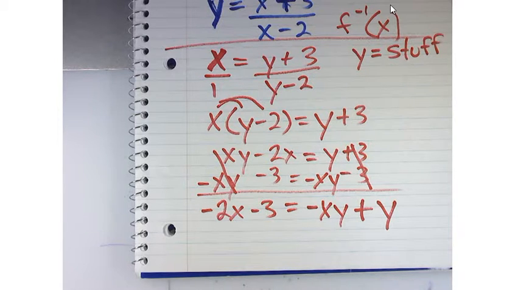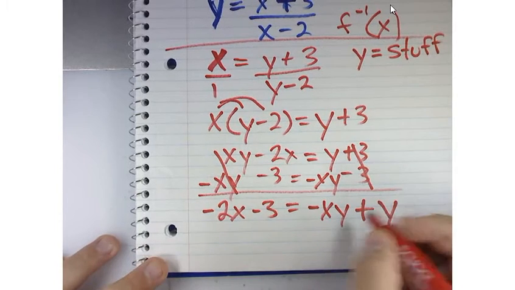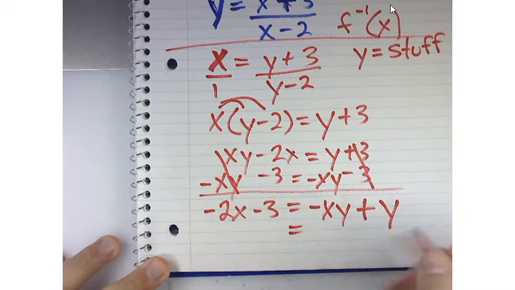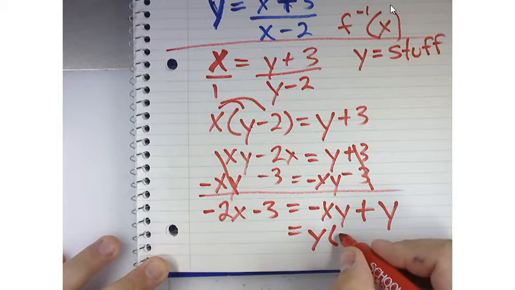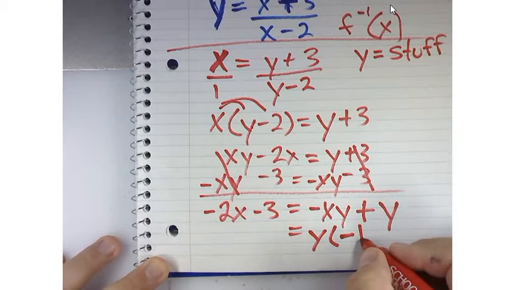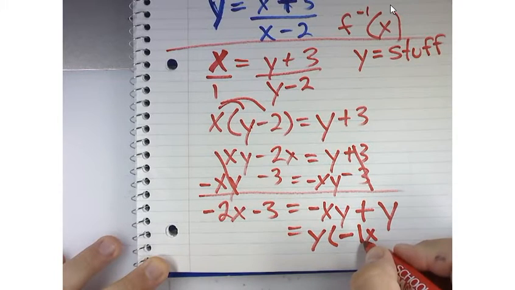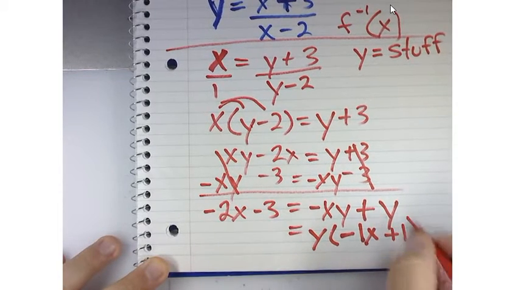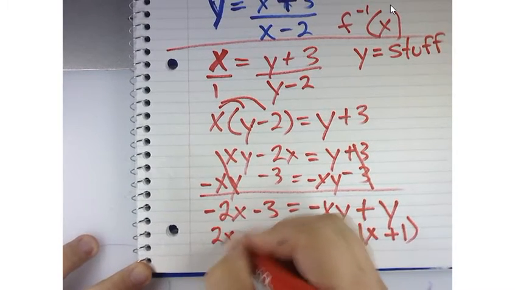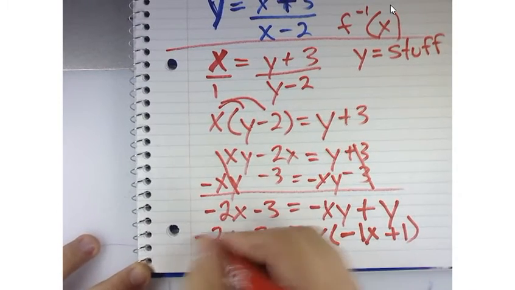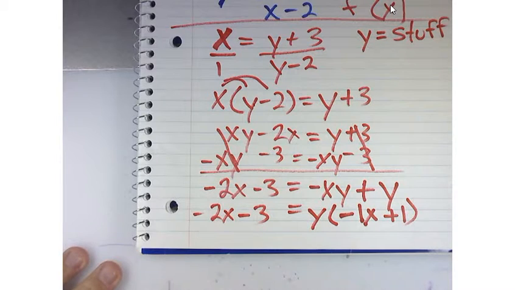Okay, and if it does, then we can move forward. I'm going to factor out a y on this next line. If I pull the y out, I'm left with negative 1x plus 1, or negative x plus 1, however you want to look at it. And then over here I've got negative 2x minus 3.